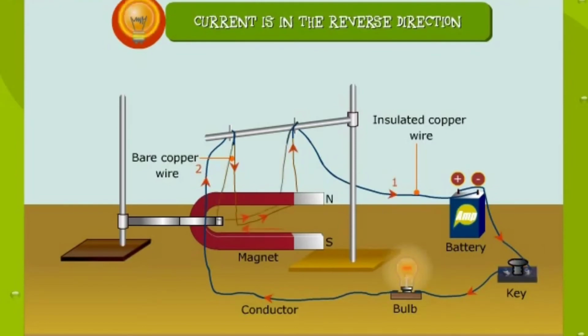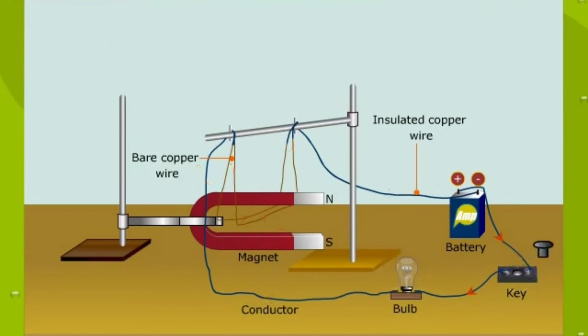What happens to the conductor when the current is switched off? The conductor does not move. This indicates that no force is exerted on the conductor placed in a magnetic field when the current is switched off, while force is exerted on the conductor placed in a magnetic field when the current is switched on.